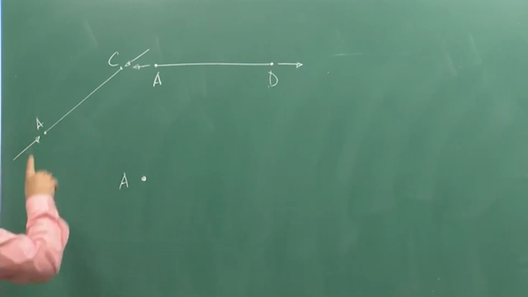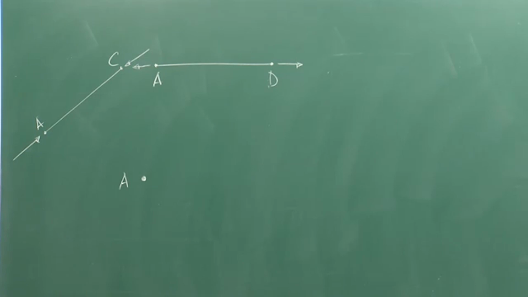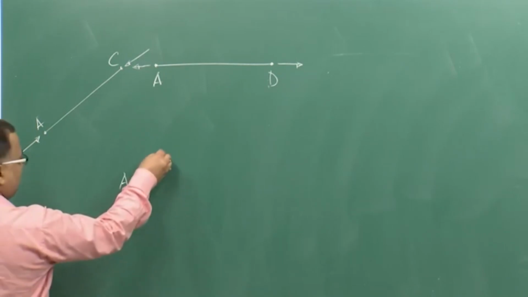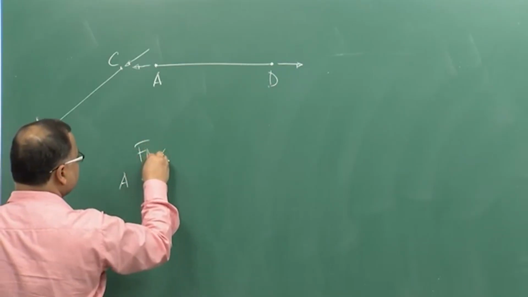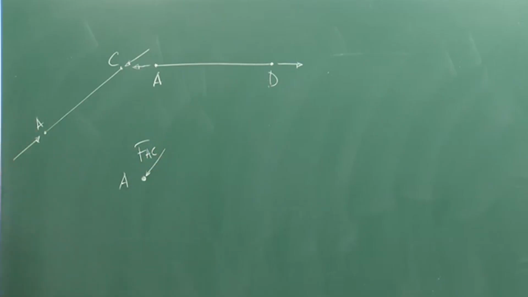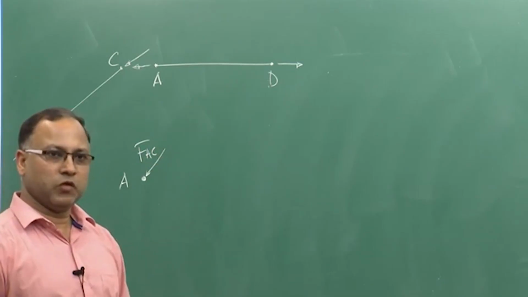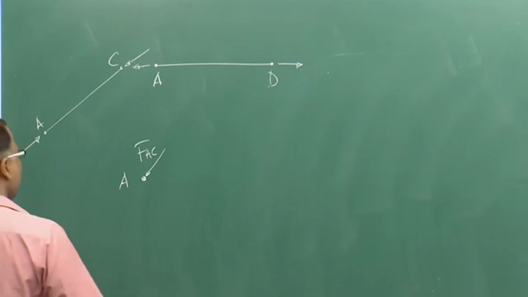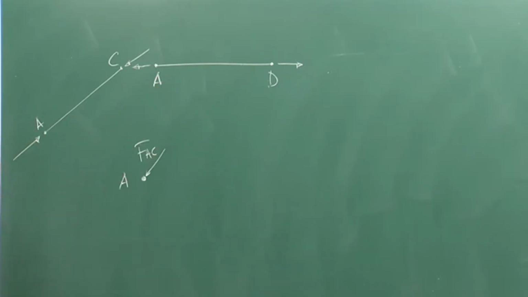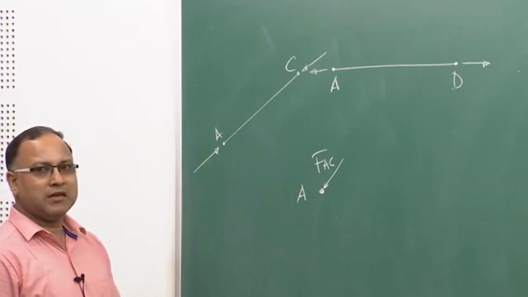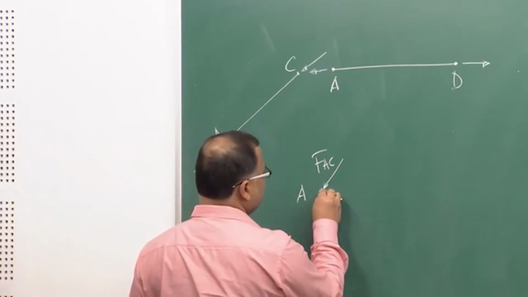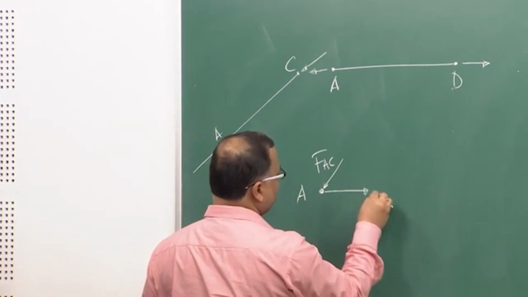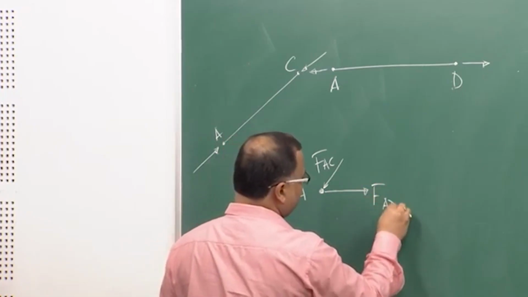I have considered the force in member AC as compressive. Therefore, the force FAC will be towards the joint as per our convention, already we have discussed this thing enough. Similarly, member AD we are considering as tensile member. So, therefore, the force FAD will be going out from the joint.